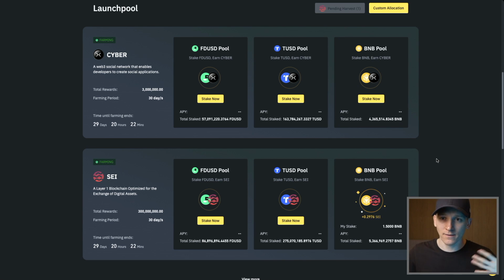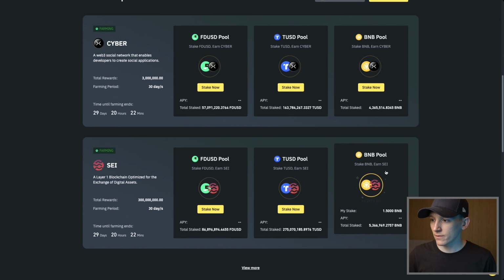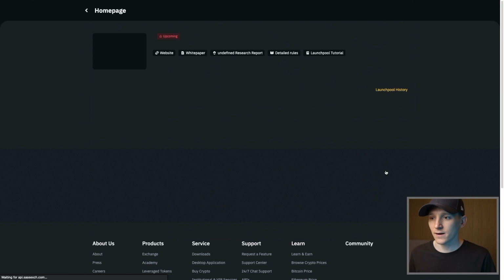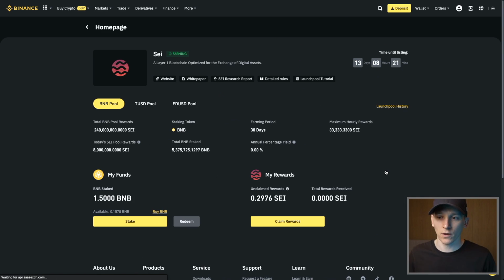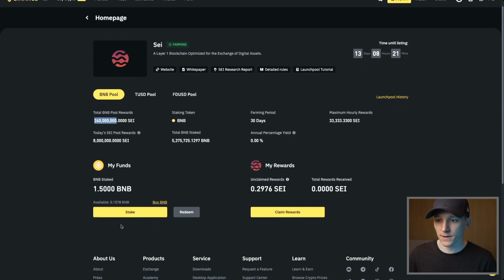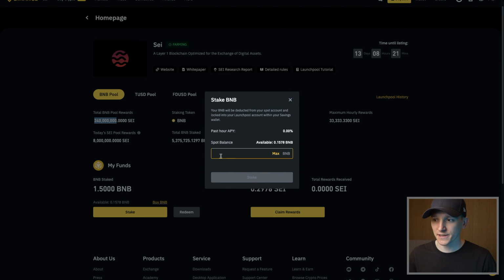Now, you're not going to get a ton of rewards, and there's a cap to them, but let's have a look here. I've done this as an example. So this is Say Network, which are going to launch on the Binance exchange, and they're giving away some rewards. Total BNB pool rewards, as you can see here, 240 million Say. You have to stake BNB here. There's a 30-day farming period, and there is a max amount of hourly rewards that can be given out. So I have staked some here. So if you have some BNB, you can press stake, and then you can just stake an amount.